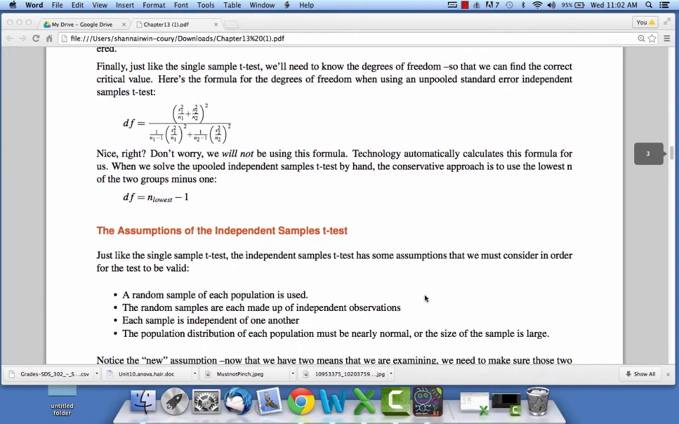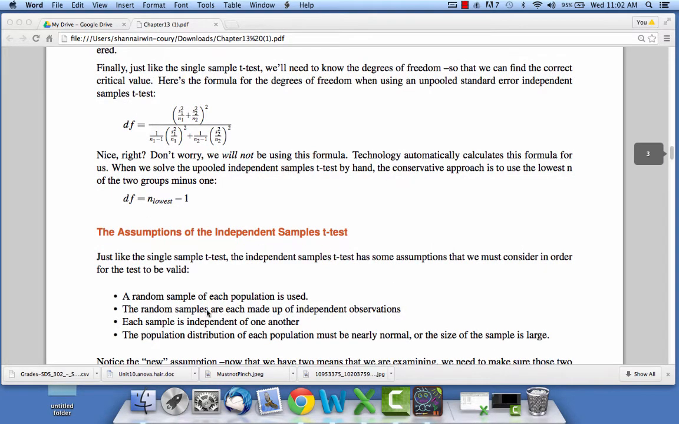Okay, so this is what you need for the independent one. It was random in both cases. The random samples are independent of themselves and of each other. And the population distribution is normal in both populations, or you have a huge sample.